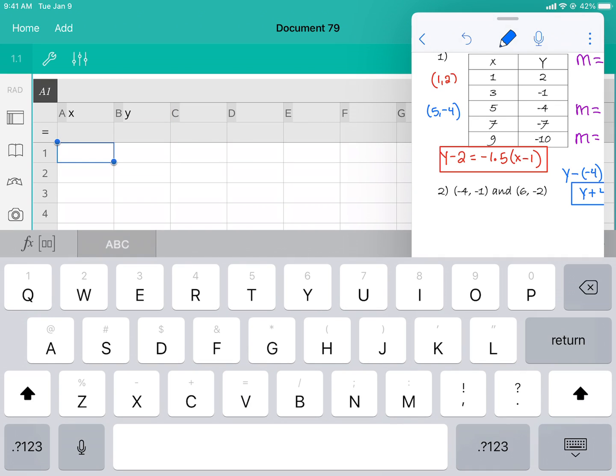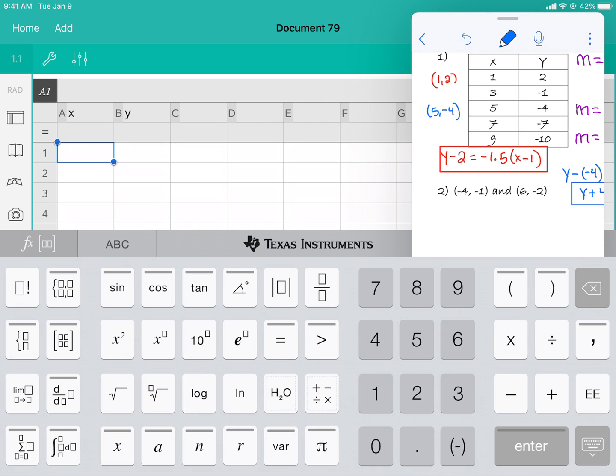my points. So I have the points -4, -1, and then I had the point 6, -2. So -4, -1, 6, -2. I make sure that I'm out of those cells.